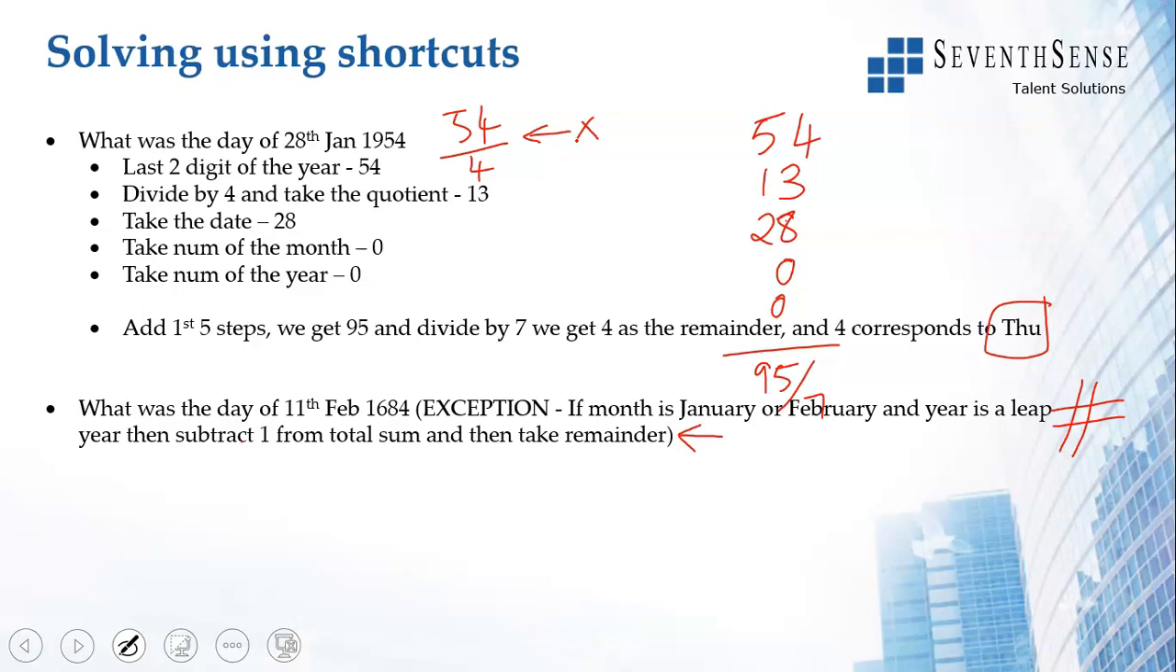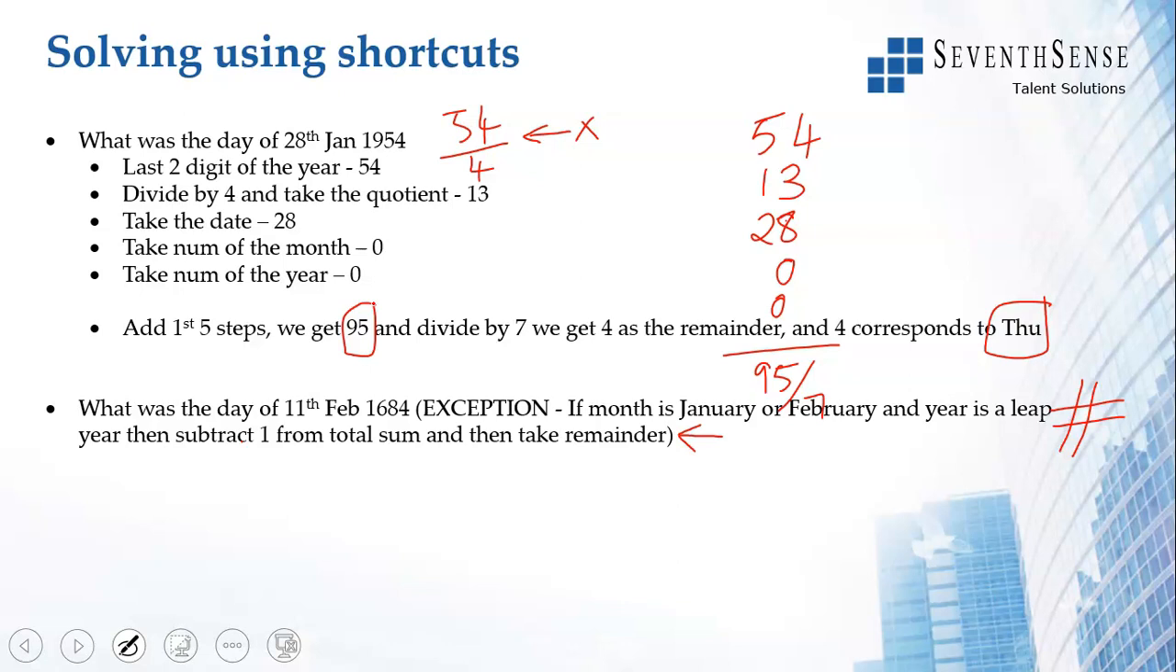What do you do? This applies only if the date asked is in Jan or Feb. If it is in the remaining 10 months, it's okay. But if the date is in Jan or Feb, you subtract 1 from the total. Like we got the total 95 here, similarly whatever total you get here, you subtract 1 and then divide by 7 and find the odd day.